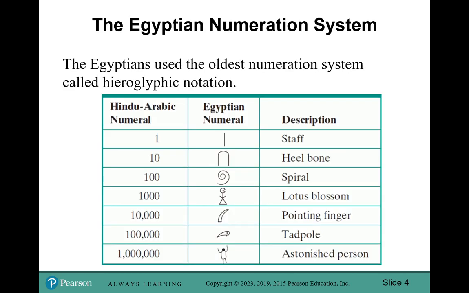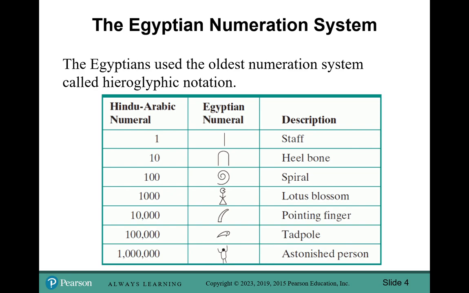Now, the Egyptian numeration system. The Egyptians used the oldest numeration system called hieroglyphic notation. Now, you can see our Hindu-Arabic numeral here on the left-hand side, the Egyptian numeral in the middle column, and the description of that Egyptian numeral in the right-hand column.